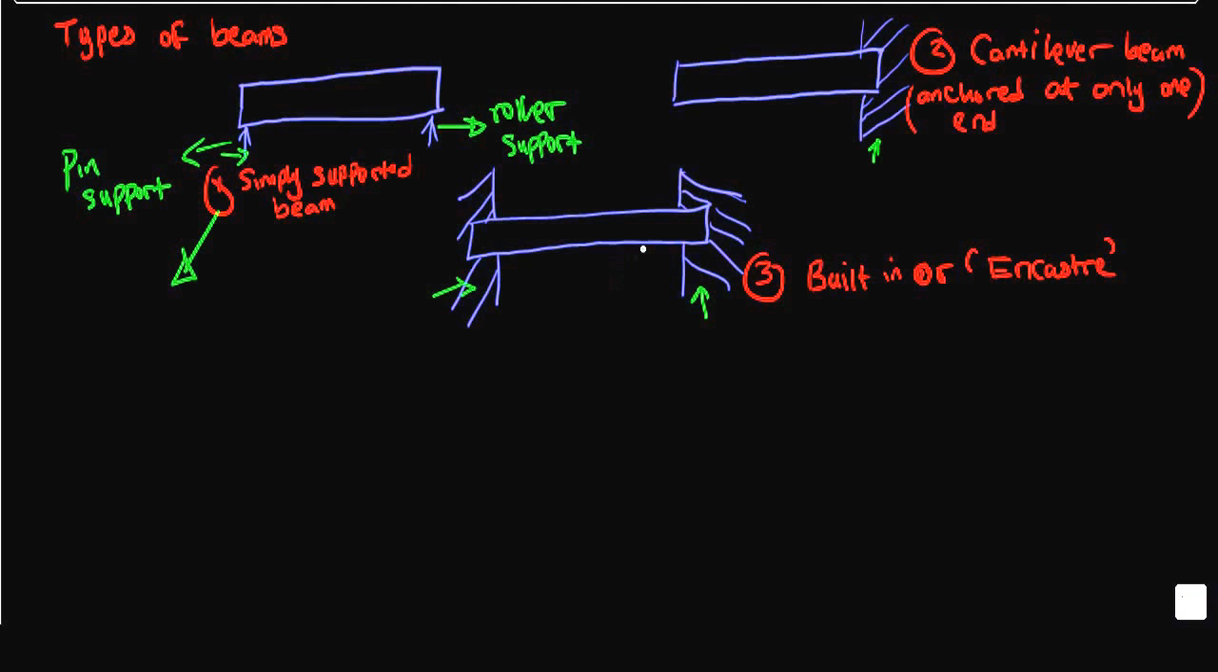Okay, now the next type of beam is called a cantilever beam. A cantilever beam basically has one fixed end. So one end of the beam is fixed to maybe a wall to restrict lateral and rotational movement.